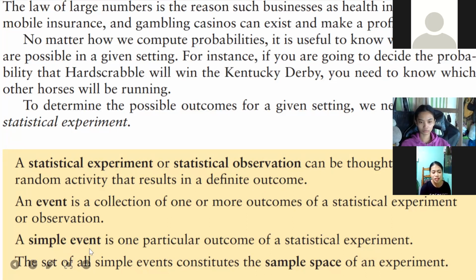Okay, and next is a simple event, one particular outcome of a statistical experiment. Ano yung possible na lumabas doon when you toss a coin? That is simple event. And it is a subset. Simple events are subset of the sample space. Sample space is like the universal set. And event is the subset, that is event A, event B, or set. Your universal set is your U. Set A, set B are the simple events. Those are the subset.